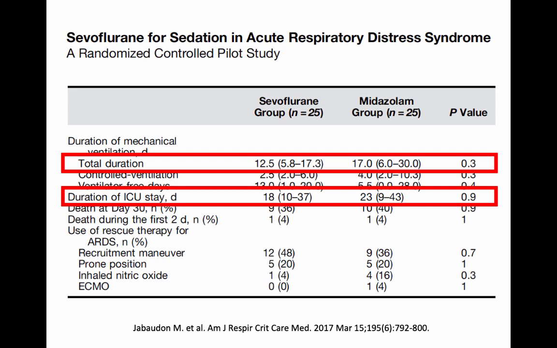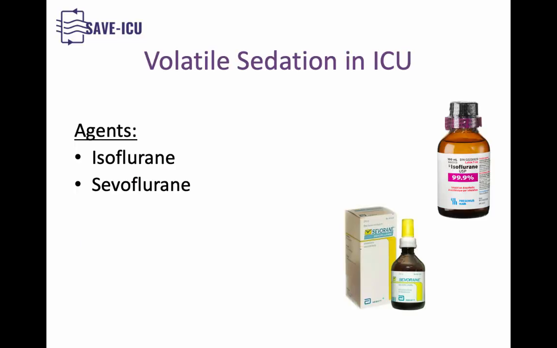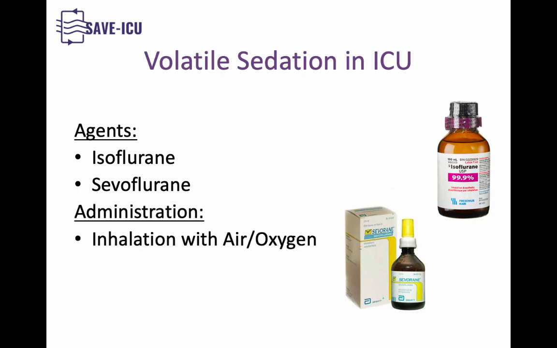If indeed we find out that inhalational agents save time on the ventilator and result in quicker ICU discharge, then we may be actually saving a lot of ICU capacity, saving a lot of ventilator capacity, hence the SAVE ICU trial. When it comes to volatile sedation in the ICU in general, two options are available to us, and they are isoflurane and sevoflurane. Isoflurane, however, tends to be very cheap.